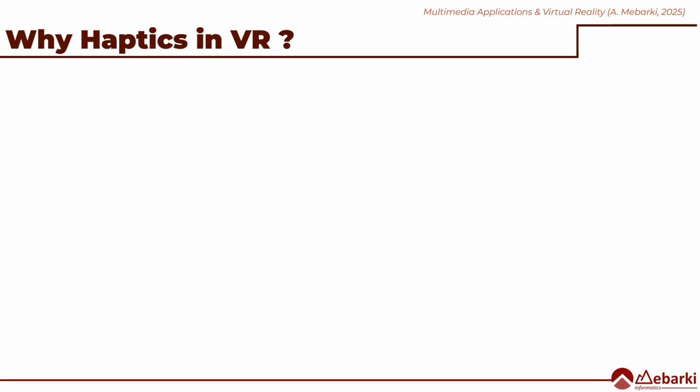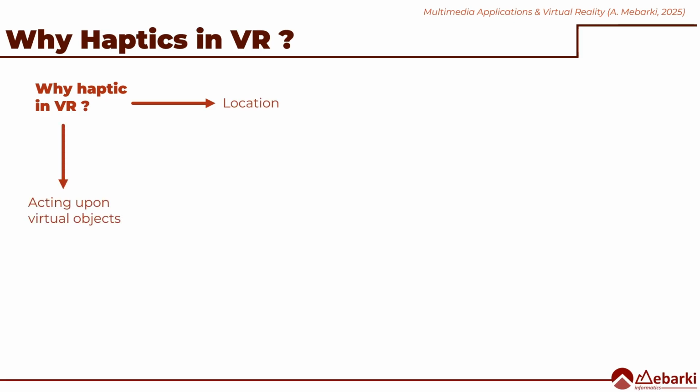Why do we use haptics in virtual reality? Haptics in virtual reality, or VR, serve two primary purposes: locating the user's body within the virtual space and enabling meaningful interaction with virtual objects.